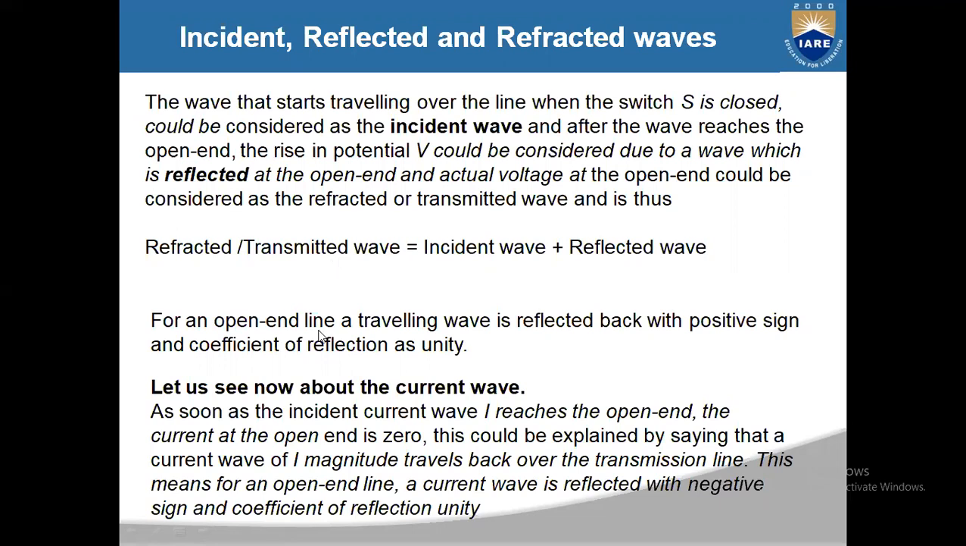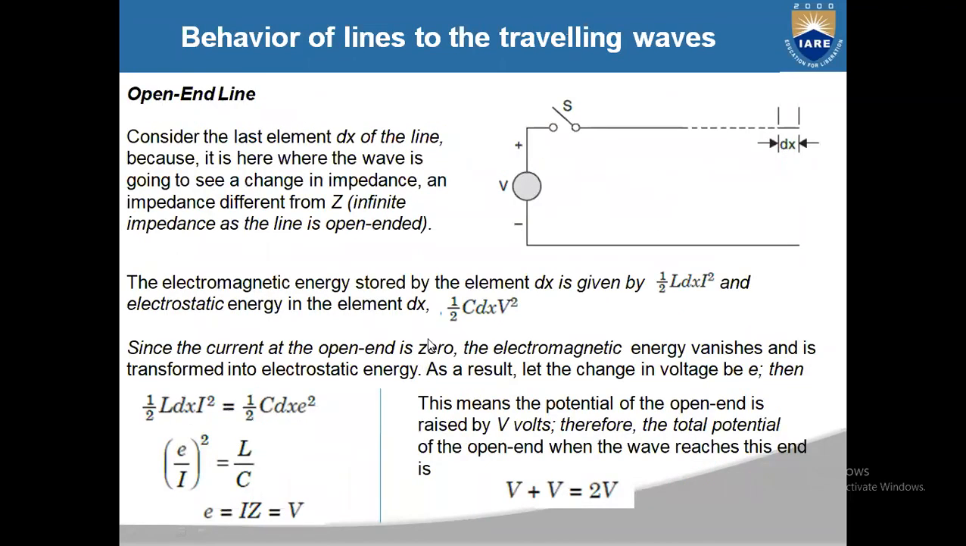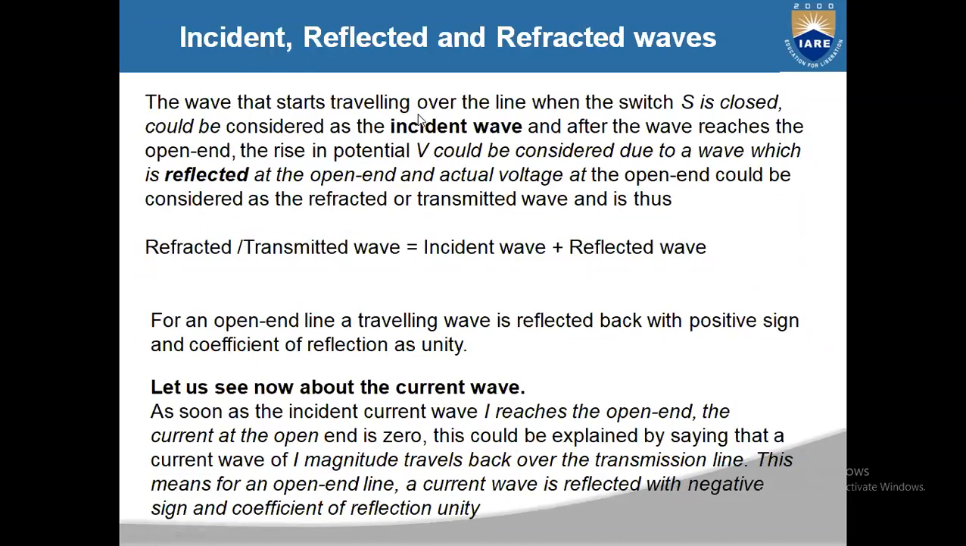As I said before, the wave which starts traveling from the source when the switch is closed can be considered the incident wave. Whenever you close the switch, the waves traveling from the source end to the load end will be considered incident waves. After the wave reaches the open end, there is a rise in potential V. That rise in potential V can be considered due to a wave reflected at the open end. The actual voltage at the open end can be considered the refracted or transmitted wave. So here we have three types of waves: incident wave, reflected wave, and refracted wave.